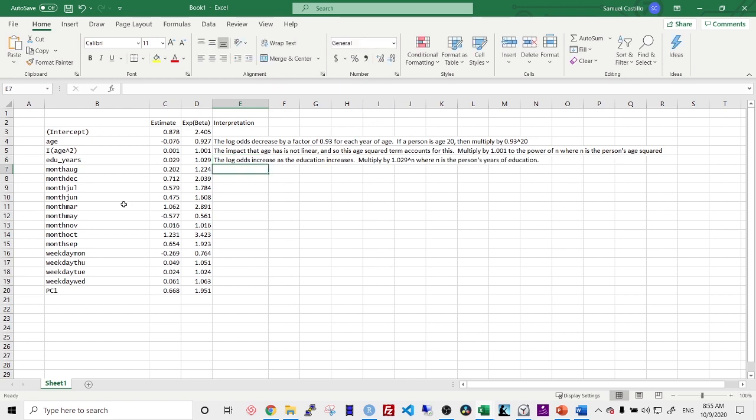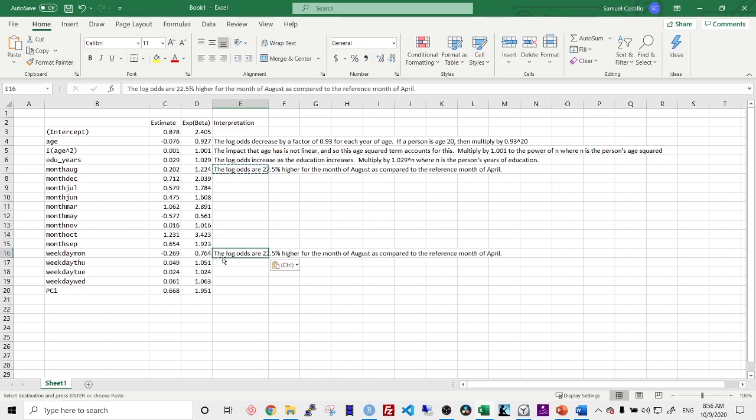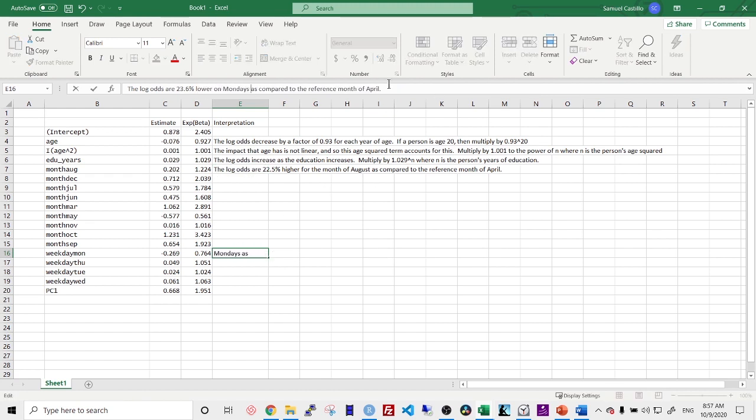And finally, let's just look at one of the categorical variables. So for the month of August, log odds are 22.4% higher for the month of August as compared to the reference month of April. You could do the same thing for a weekday. So the log odds are, in this case, 23.6% lower on Mondays as compared to Fridays.